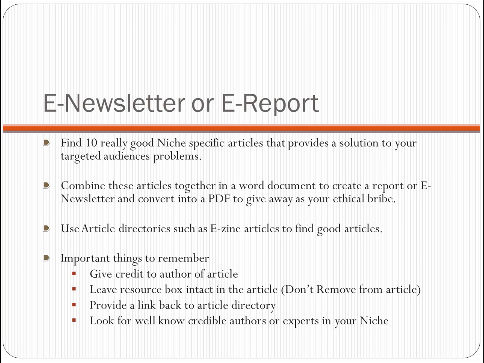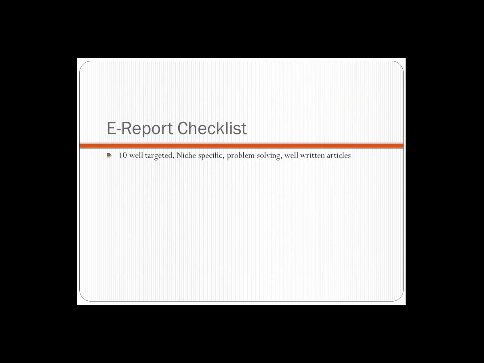So basically, you're taking these articles, you're putting them in a report, in a Word document, and then you're creating a PDF out of that, and then you're giving it away. You're looking for the best content that you can. You're leaving the resource boxes in there, so you're being ethical, providing a link to the article directory, and you're going to be looking for well-known, credible authors or experts in your niche. This is a great way to create a free ethical bribe.